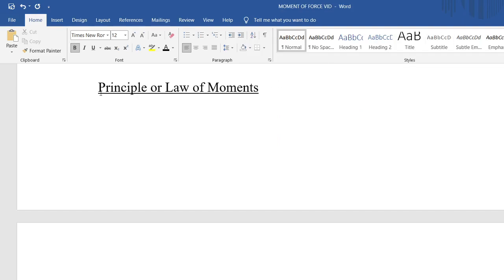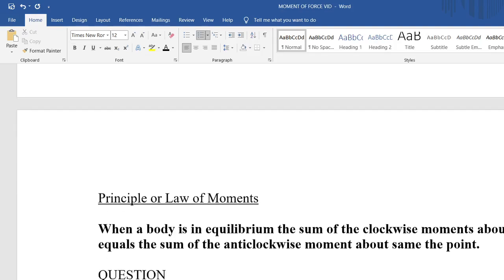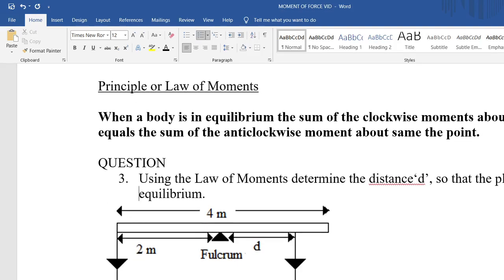Now let's look at our principle of moment. The principle of moment states that when a body is in equilibrium, and equilibrium is a state of rest or a state of balance. Right now, if you're seated on a chair, you're in a state of equilibrium vertically. You're pushing down on that chair, and the chair is pushing back up on you. So vertically, you're not moving. Therefore, you're in a state of equilibrium vertically.